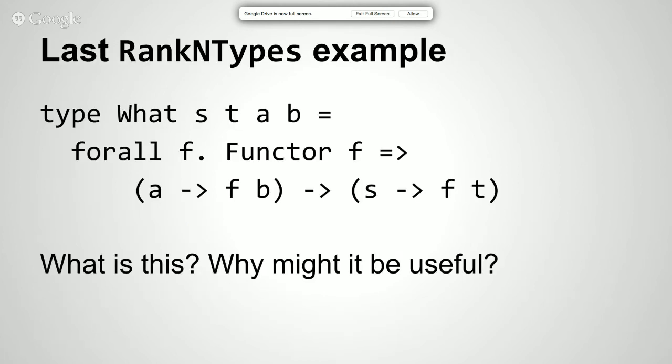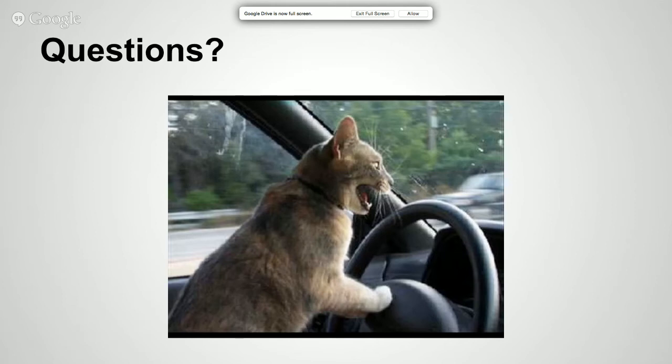Okay, so the last rank n types example. I'm just going to answer what this is. It's called a lens. I'll get into why it's useful in a couple of classes. I was going to leave it open, but I think everyone's brain is fried, including mine, so I'll just end on this. And yeah, any questions?